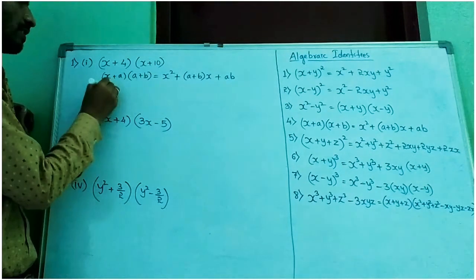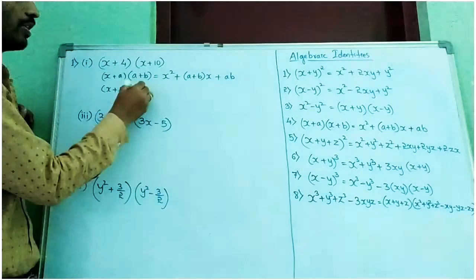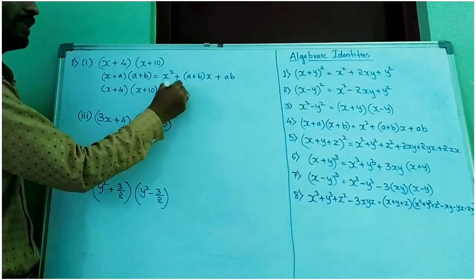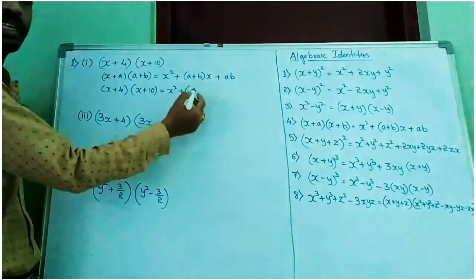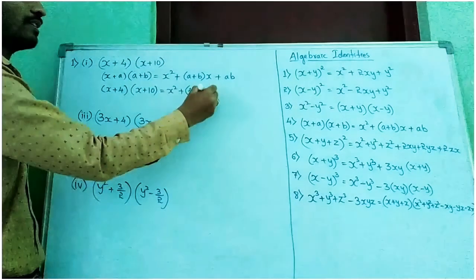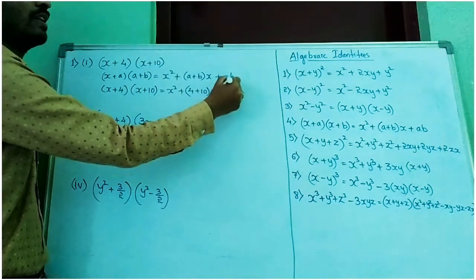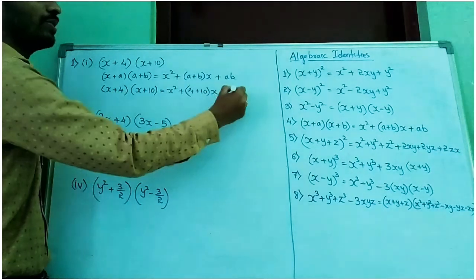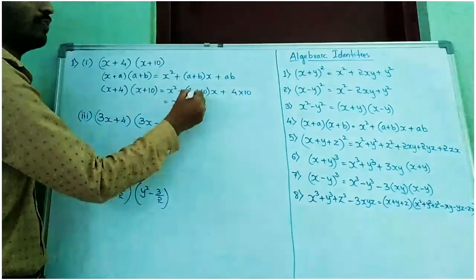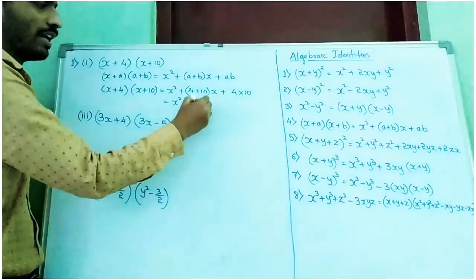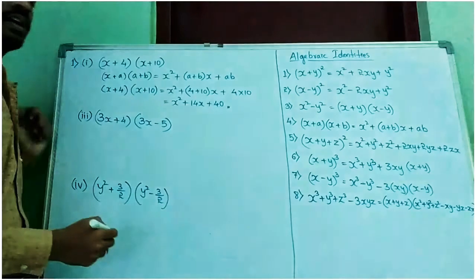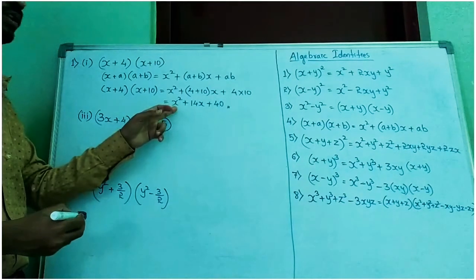So then our answer will be: (x + 4)(x + 10) is equal to, first x², keep x² like that only, and in the bracket a + b, what is a? 4, plus b is 10, into x, plus ab. What is ab? 4 into 10. So here we will get x² + 14x + 40. So this is our answer. Okay, so like this we have to do.